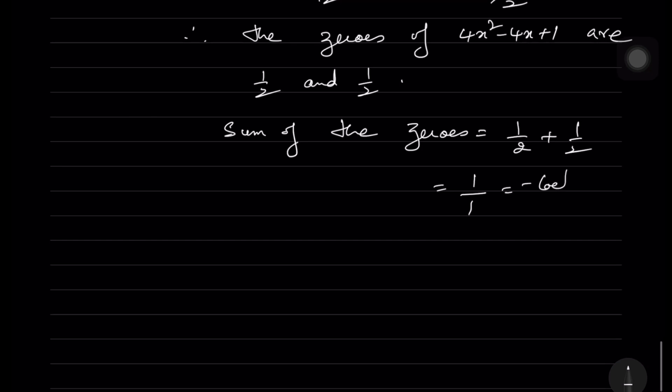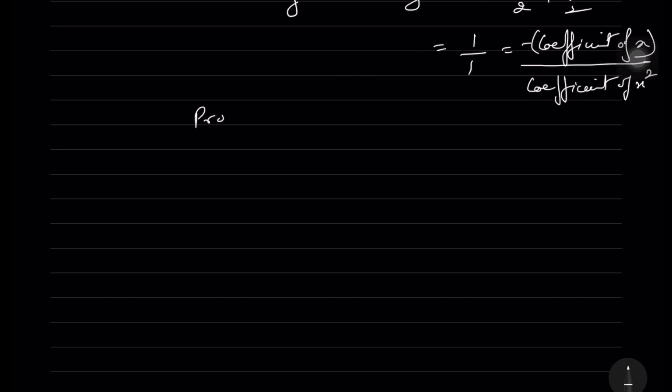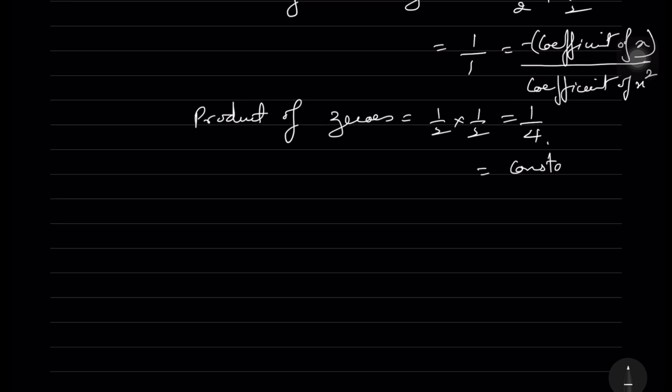1 by 1, we write, is equal to minus coefficient of x divided by coefficient of x square. That is nothing but, from that formula, minus of minus 4 by 4, isn't it? And product of zeros is nothing but half into half, which is equal to 1 by 4, which is equal to constant term divided by coefficient of x square. Constant term over here is what? 1, and coefficient of x square is nothing but 4. So 1 by 4 you get.